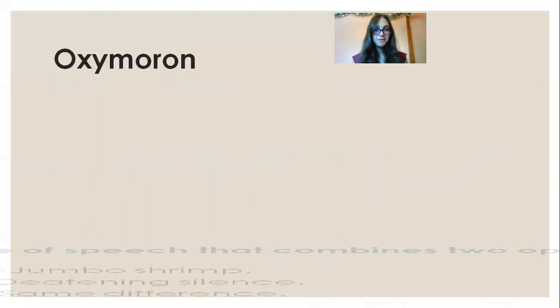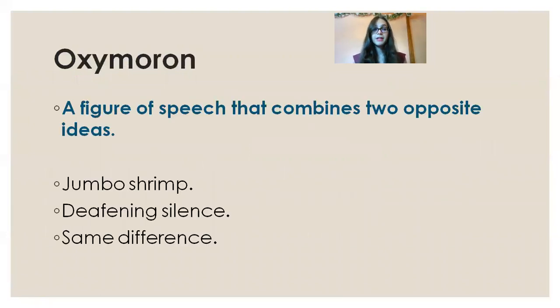An oxymoron is a figure of speech that combines two opposite ideas. So things like jumbo shrimp: how can you have a small seafood item, creature that's actually large? And deafening silence, so something that contradicts itself.